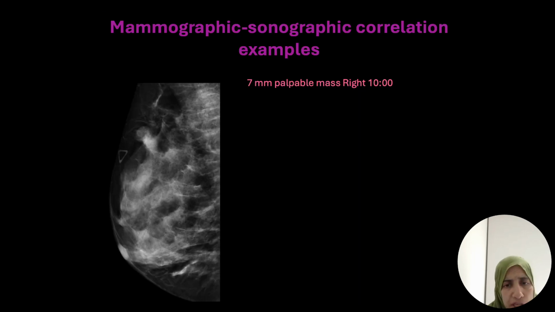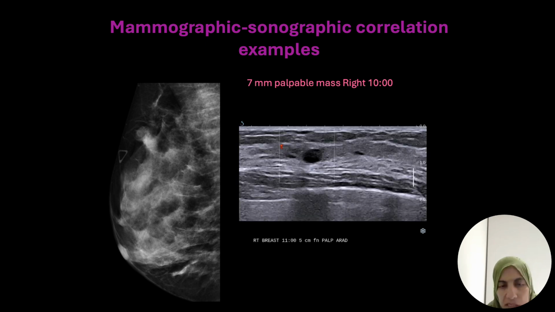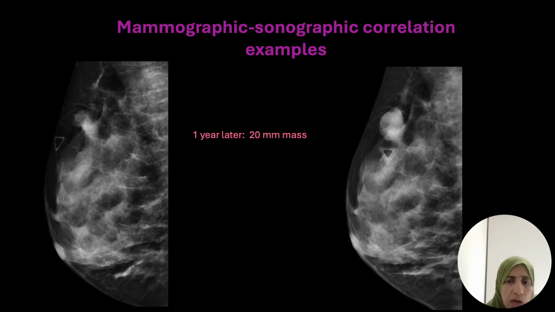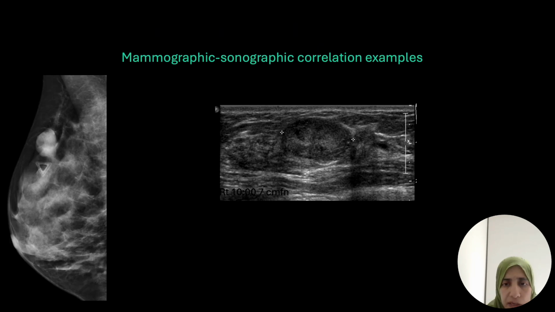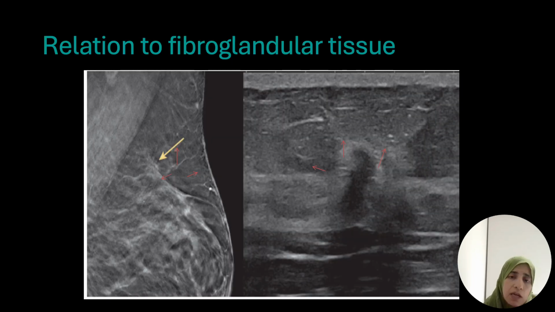Another one: a lesion palpable by the patient, and they felt it correlated with a lesion at 10 o'clock, and they thought it was this. But in fact, are you really looking at the right thing? No, because this is at the anterior fat-fibroglandular interface, but this is in the middle of the fibroglandular tissue. The patient came a year after, and the lesion had increased in size and correlated with this lesion, which has benign features, luckily, and the biopsy was a fibroadenoma.